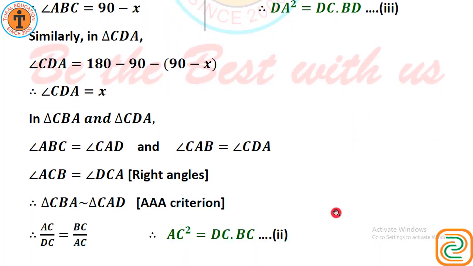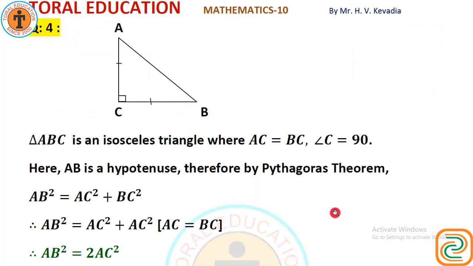Now we are going to question number 4. Triangle ABC is an isosceles triangle, right angle at C. Prove that AB square equals 2AC square. This is an isosceles triangle in which AC equals BC and angle C is a right angle, 90 degrees. Here AB is the hypotenuse. If C is the right angle, then AB is the hypotenuse.